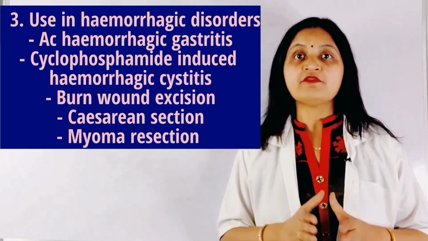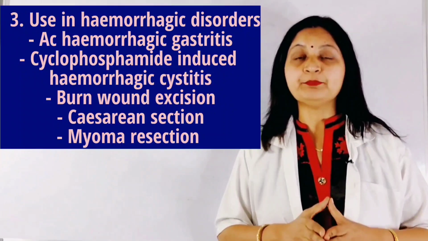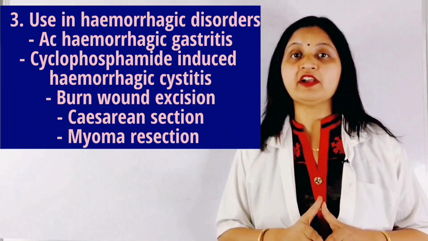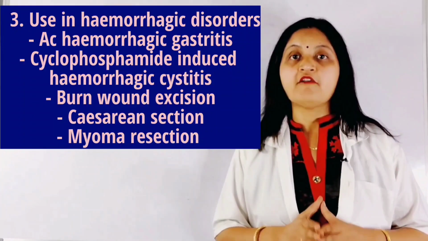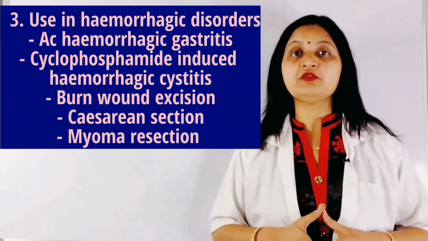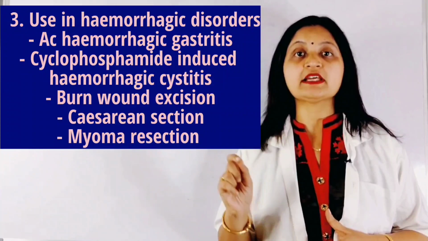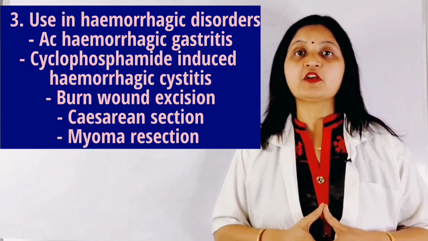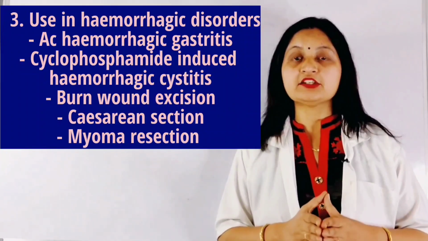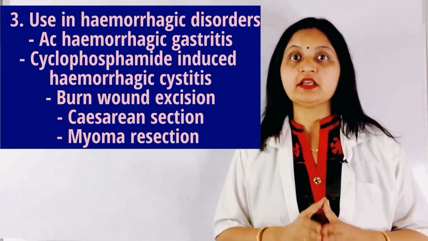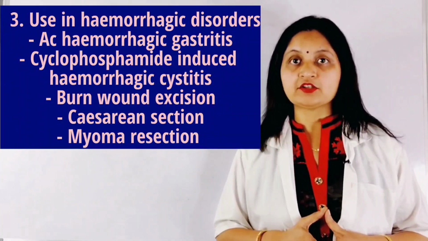Thirdly, because vasopressin reduces bleeding, they can be used in a variety of hemorrhagic disorders to reduce the risk of hemorrhage. For example, they can be used in the treatment of acute hemorrhagic gastritis, cyclophosphamide-induced hemorrhagic cystitis, burn wound excision, cesarean section, dissection of myoma, and so on.